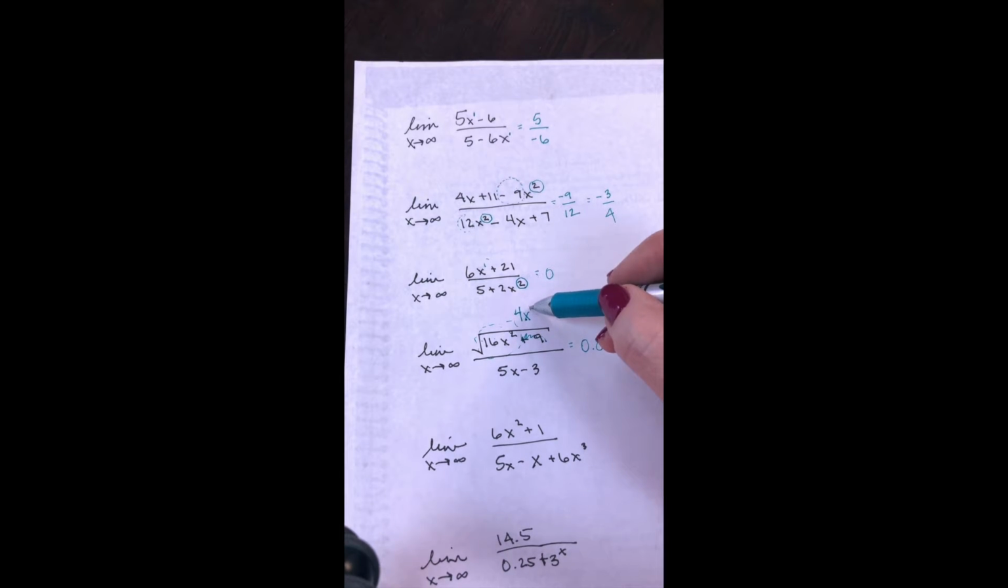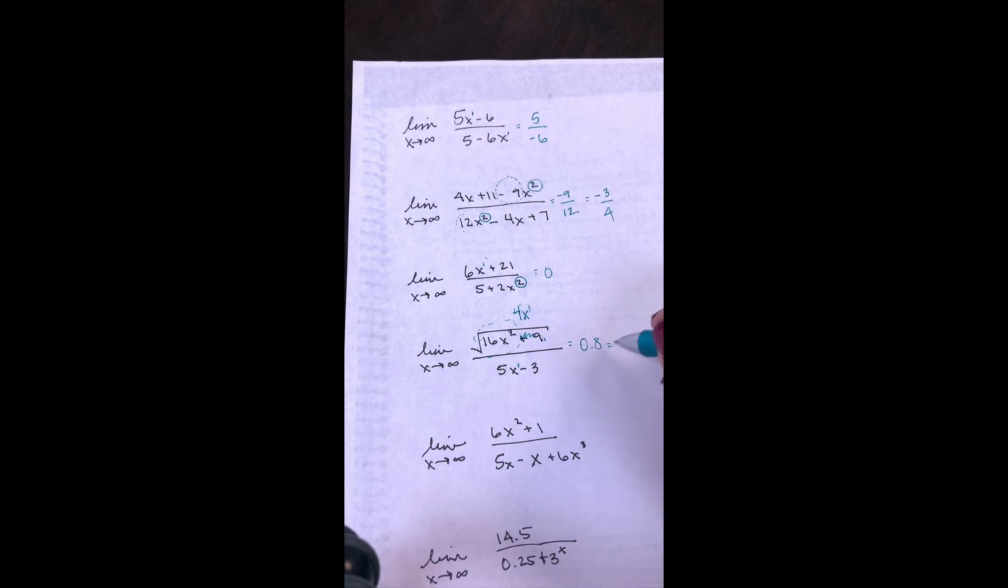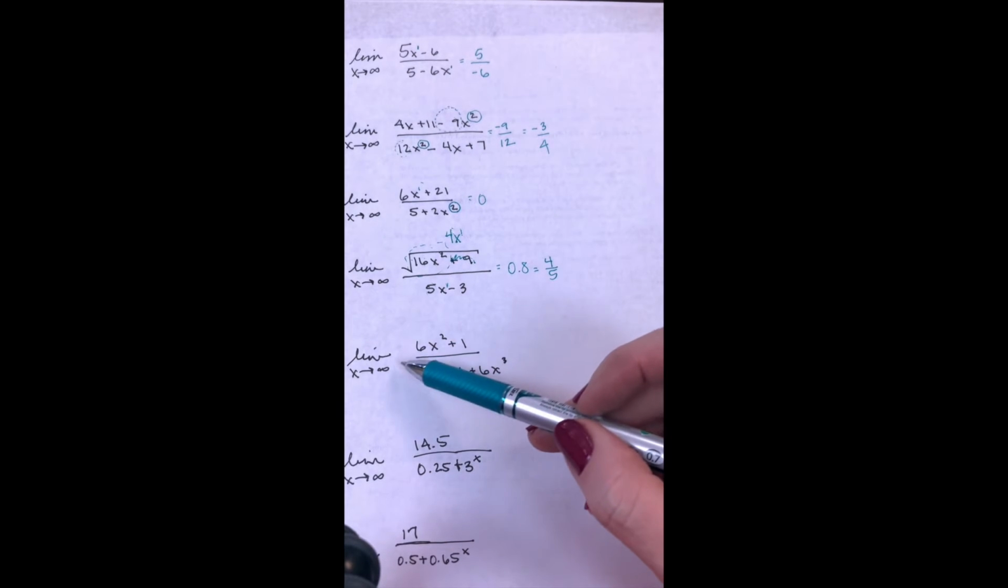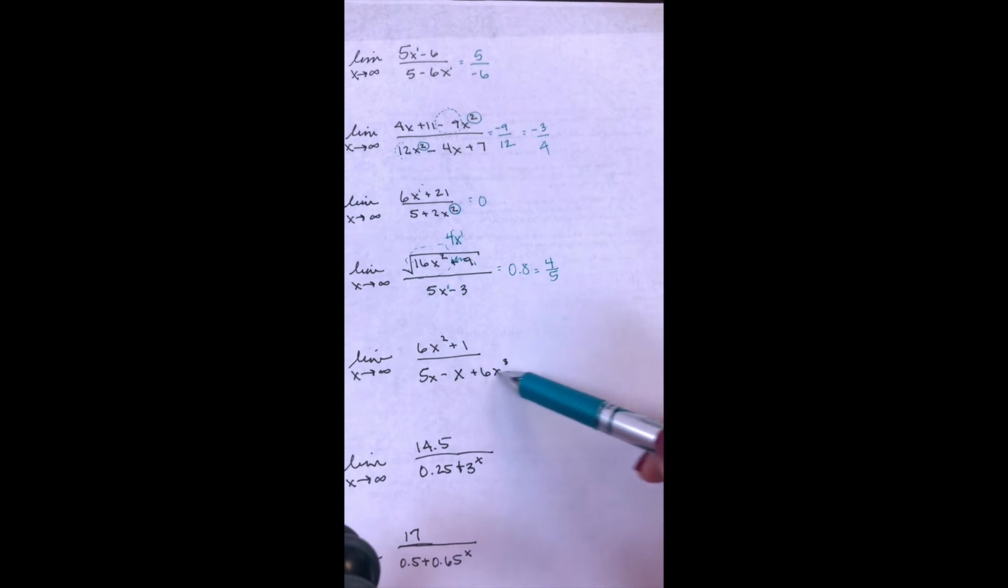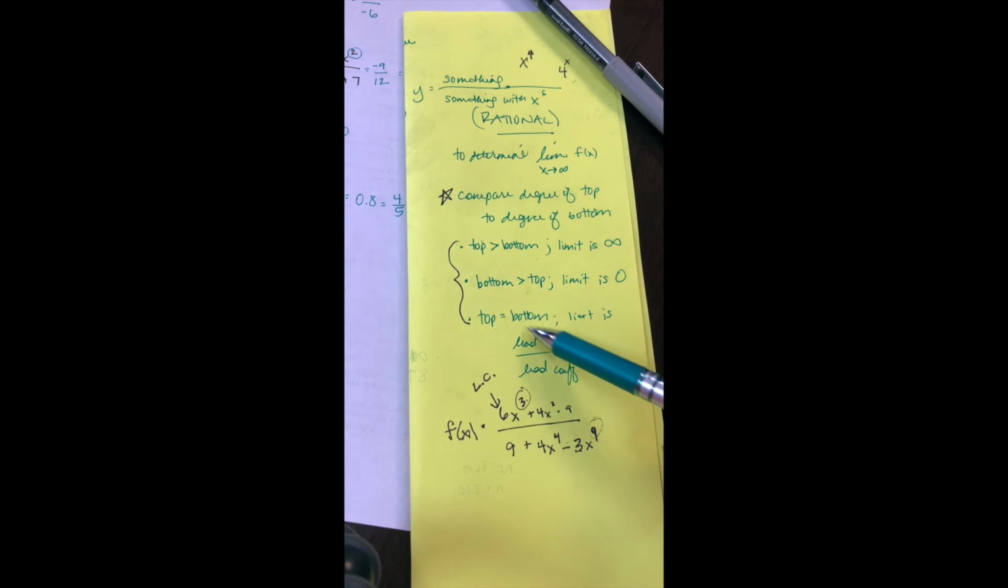Now I can compare the degree of the top, which is 1, to the degree of the bottom, which is 1, and that means I take the ratio of the leading coefficients, which is 4/5, and 4/5 happens to be 0.8. So that one worked out nicely, and you might see one of those coming up on a free response option. If we move right along, the limit, we have a polynomial over a polynomial, compare, compare. The degree of the bottom is bigger than the degree of the top, so this limit is 0.